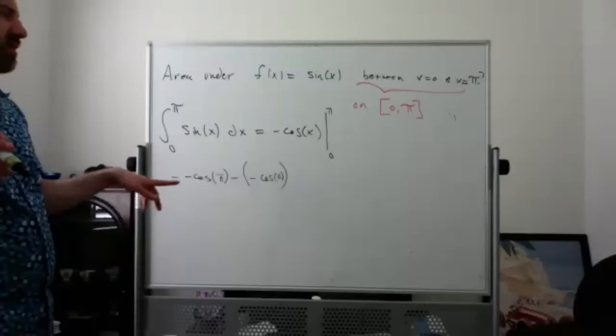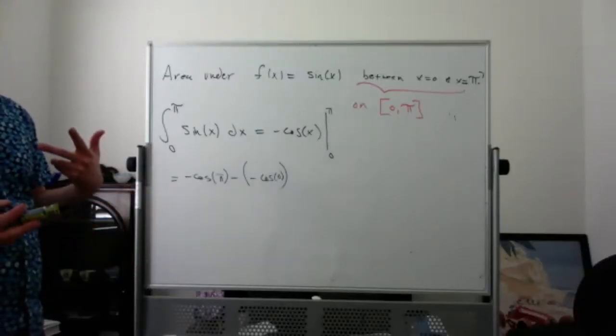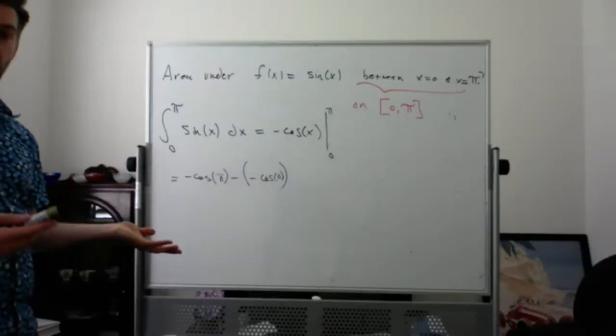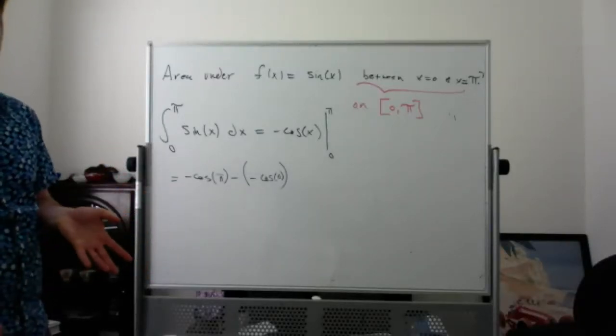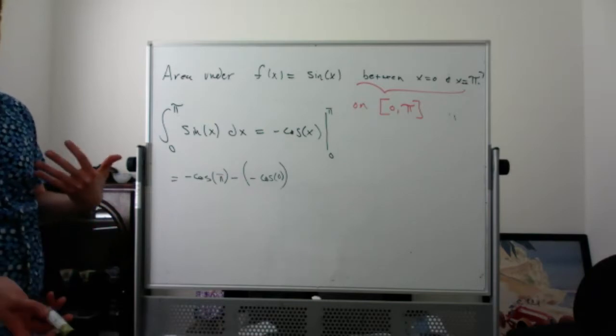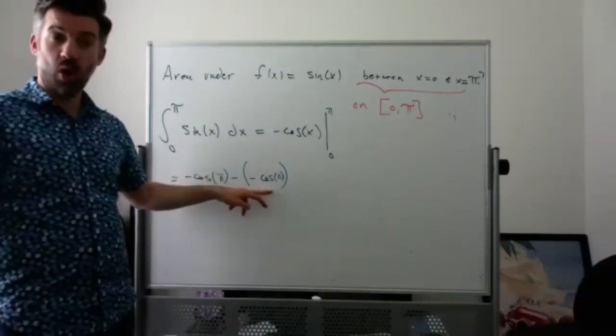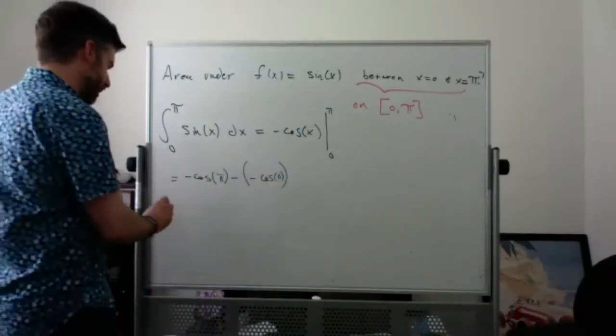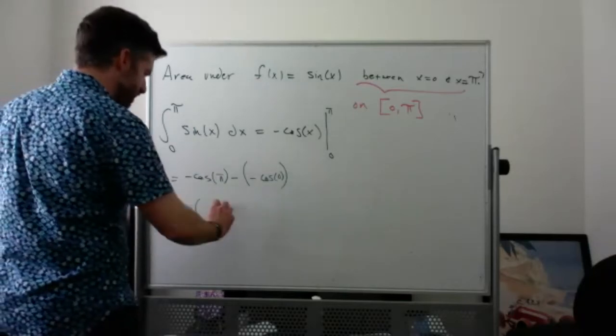Something to be aware of, which isn't really a problem here, but a lot of times when we plug in 0, like when you have powers of x, you just get zeros back. You don't always get a 0 back though, because cosine of 0 is 1. So here we're going to get negative, what's cosine of pi?